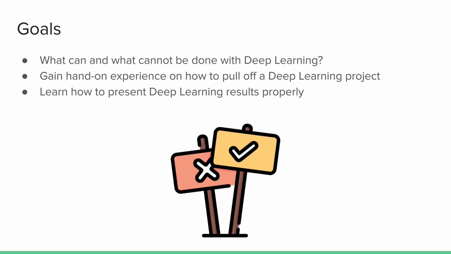So one of the goals that I would like you to take away from this course is to be able to answer the question what can and what cannot be done with deep learning at this point in time. And in order to gain the most understanding of these things, the goal is for you to actually pull off a full deep learning project. So you will be gathering some data, training some machine learning model, and then present the results in a way that everyone can understand what your neural network is doing.